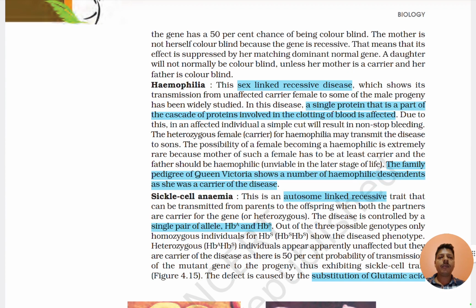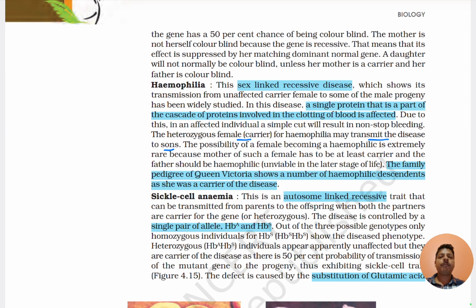And coming to hemophilia, the sex-linked recessive disease which shows a transmission from unaffected carrier female to some of the male progeny. In this disease, a single protein that is a part of the cascade of proteins, cascade meaning a group of proteins involved in the clotting of blood, is affected. Due to this, in an affected individual, a simple cut will result in non-stop bleeding. The heterozygous female will be a carrier for hemophilia and may transmit the disease to the sons.